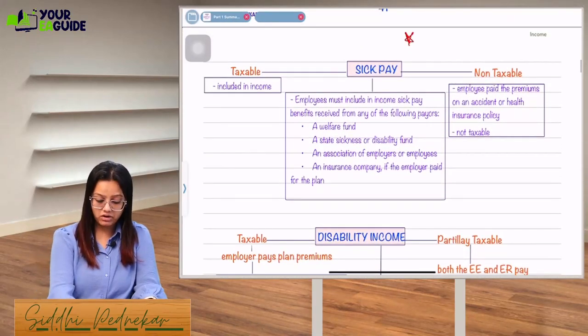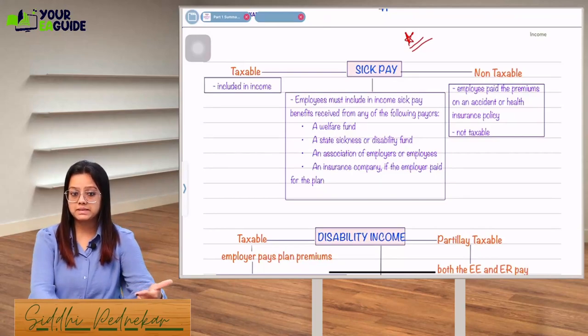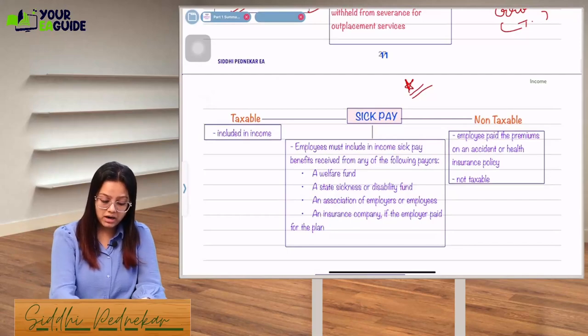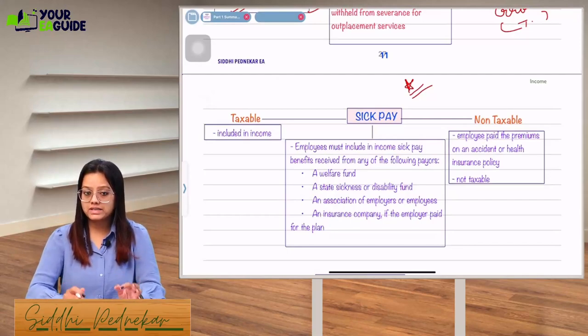Now this is important one. On sick pay, a lot of questions are asked. Sick pay, disability income will be asked, tip income. These are the important ones which I am marking as important. Please make sure you guys read it very well and in detail from your regular book.